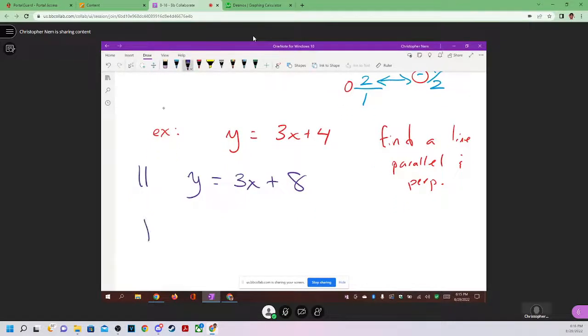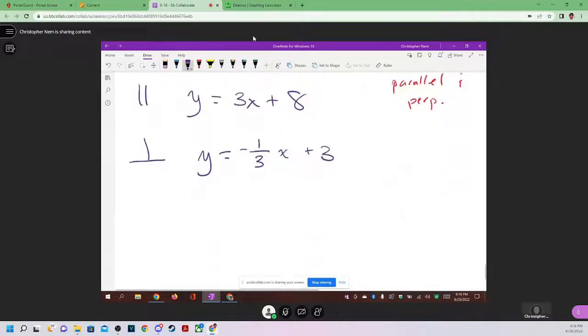Now let's do perpendicular. Well, that's going to be y equals, I got to flip it upside down, and then I got to throw a negative. I got to negative reciprocate it. And then the constant does not matter at all. Boom. So the constant does not affect if it's parallel or perpendicular. So what's the purpose of the constant besides your y-intercept?